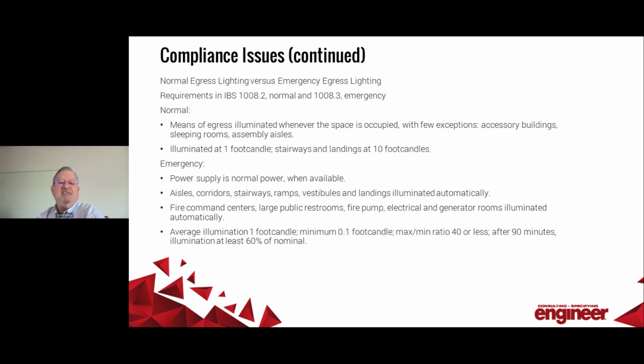Emergency egress lighting lights specific egress areas and some utility areas, and that includes the Fire Command Center when normal power fails. The minimum illumination is 0.1 foot candles, and an average level of 1 foot candle is required along the egress path. And there has to be a maximum to minimum ratio of 40 or less. The difference in the brightest and dimmest areas can't be too great.